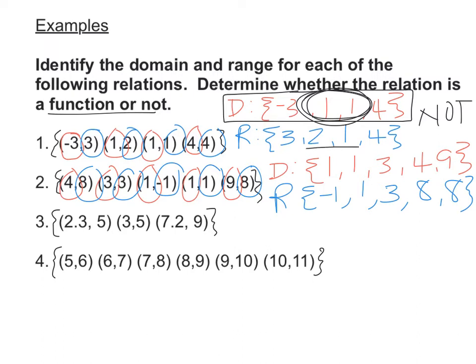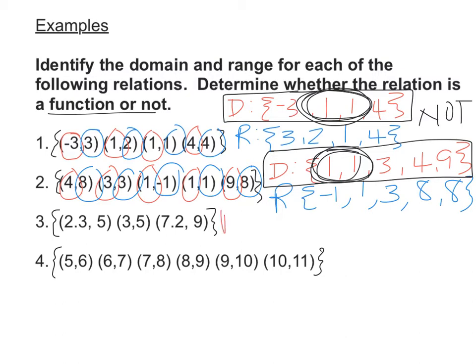In order to tell if it's a function or not, you only look at the domain. Again, in the domain, if there are repeaters, then it is not a function. So we have multiple ones here, so this one is also not a function. It's not a function. I don't care if there's repeaters in the range, only the domain.